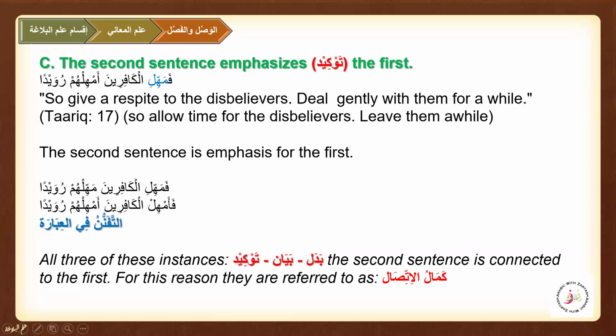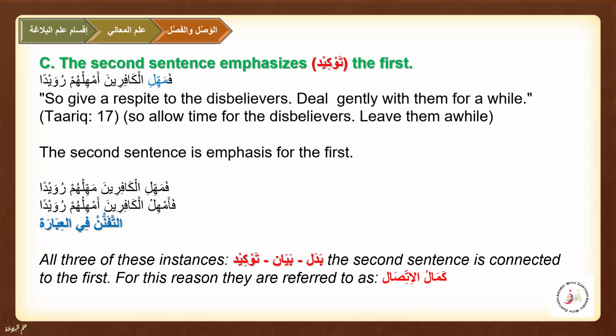Kamalul ittisal. This means there is a close link, or they are completely linked with each other. The two sentences are completely linked with each other. In all these three, the second sentence is connected to the first. For this reason, they are all considered to be fasl. And if you want more detail, this is referred to as the kamalul ittisal, which means there is a complete connection between sentence 1 and sentence 2.